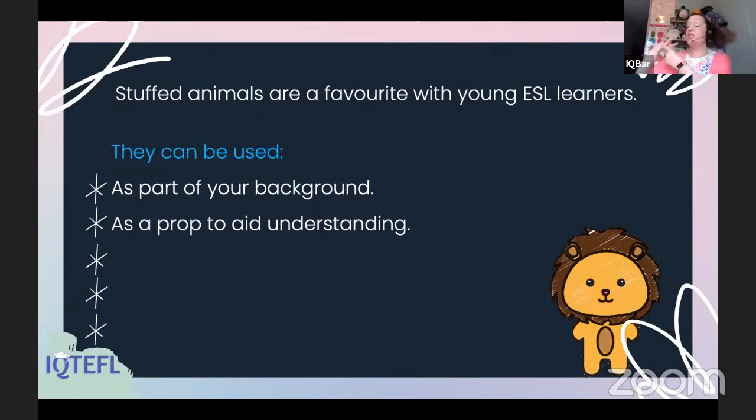And it's interactive, so I can literally reach up. I quite often reach for my big fat cow. They love my big fat cow and things like this. And it's not just a stationery, it's got a purpose. We can use it as a prop to aid understanding. We can use them during role play.